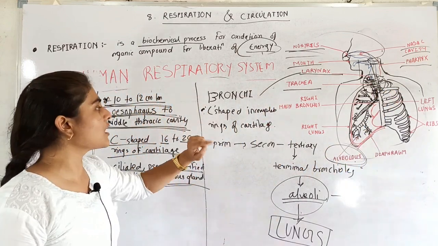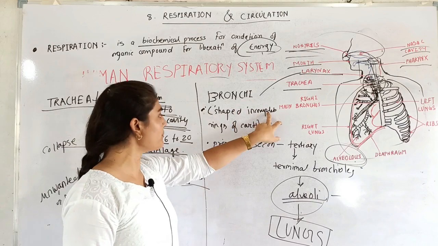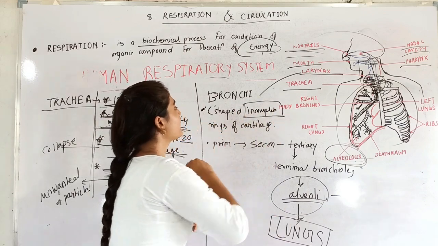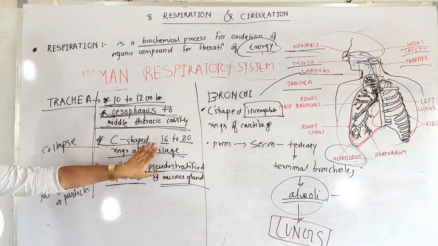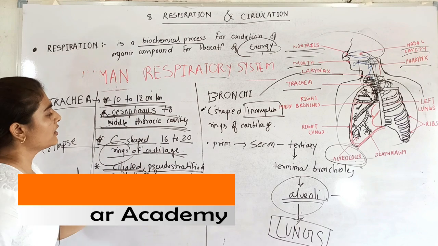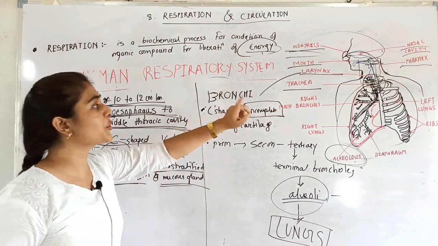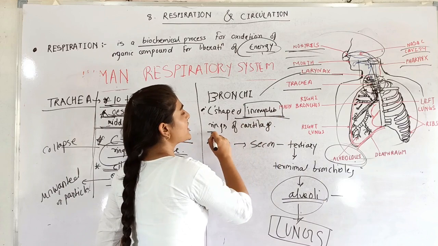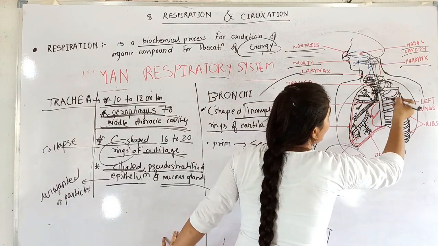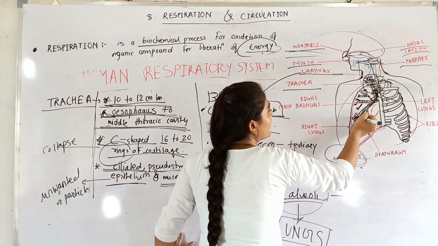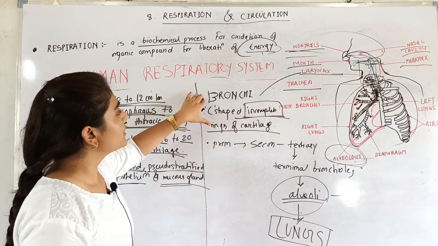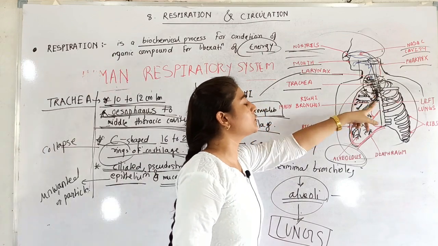The bronchi also have C-shaped but incomplete rings of cartilage. The incomplete is important. In the trachea, there are no complete or incomplete rings, there are just rings of cartilage, 6 to 20 rings. And in the bronchi, there are incomplete rings of cartilage. The bronchi get divided into two parts. One enters the left lung, one enters the right lung.